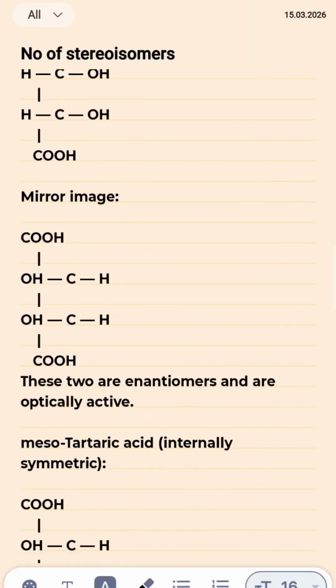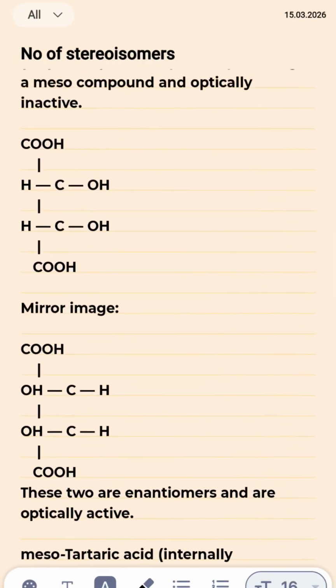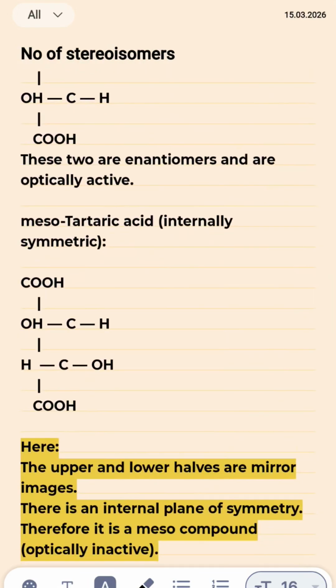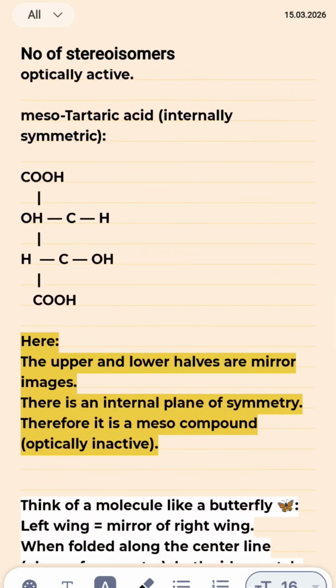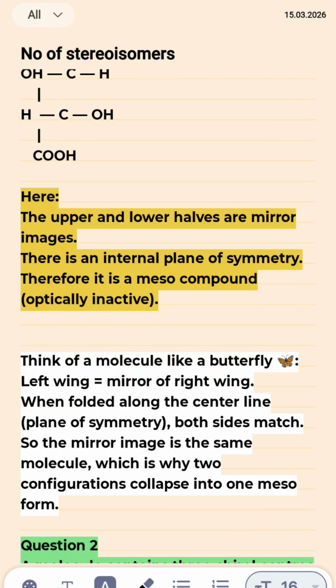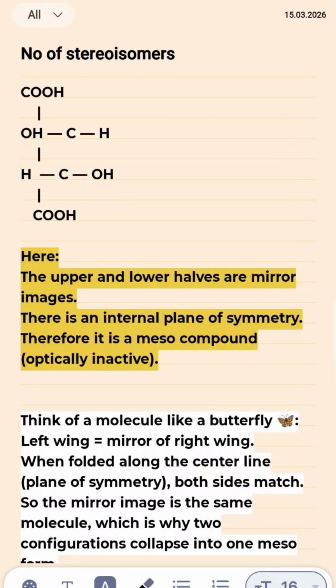Now over here we can see these two are enantiomers, and so they are optically active forms. Mesotartaric acid is internally symmetric and so optically inactive. That is an important point. Here the upper and lower halves are mirror images, as we just discussed. There is an internal plane of symmetry. Therefore it is a meso compound and optically inactive.